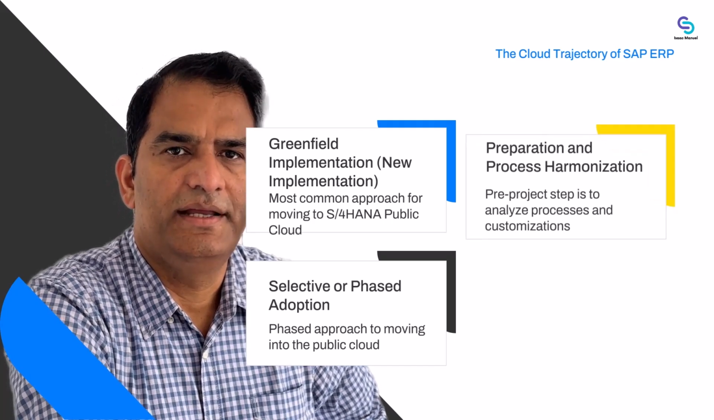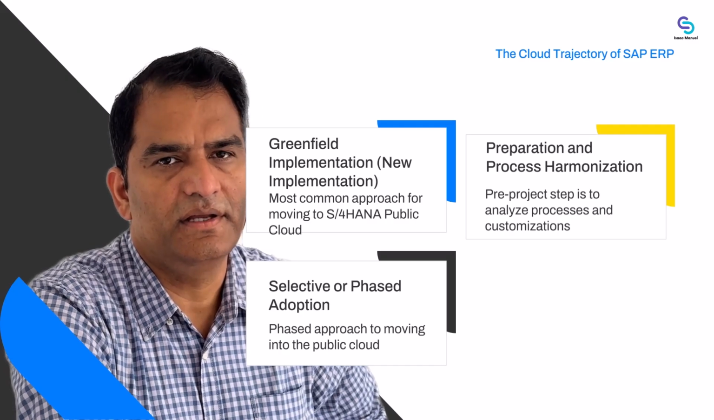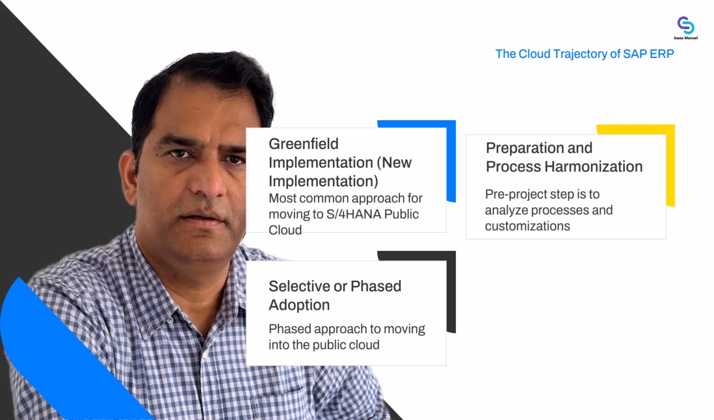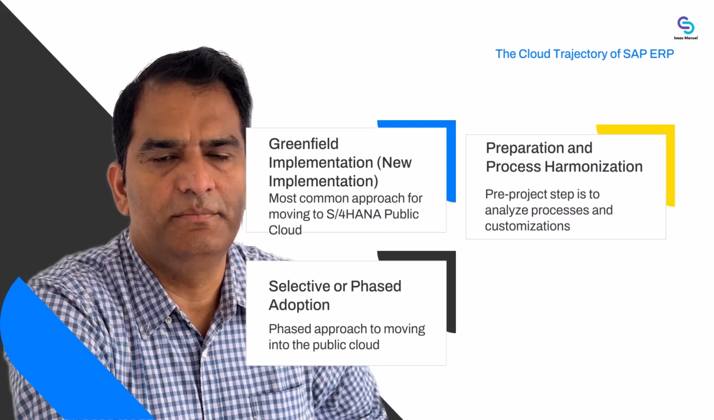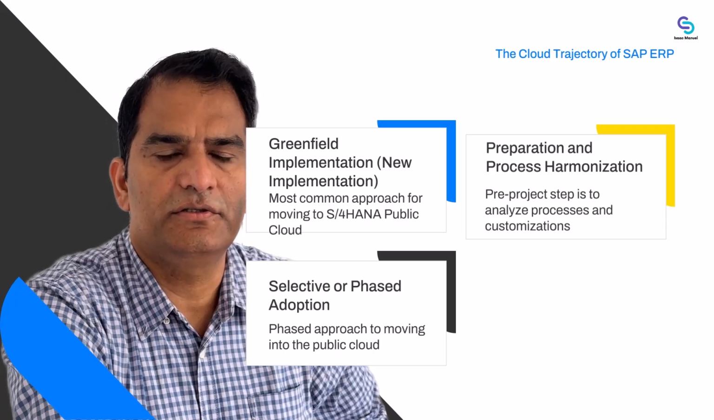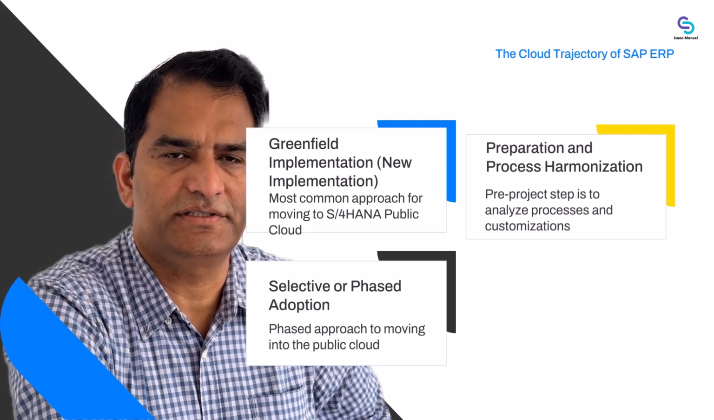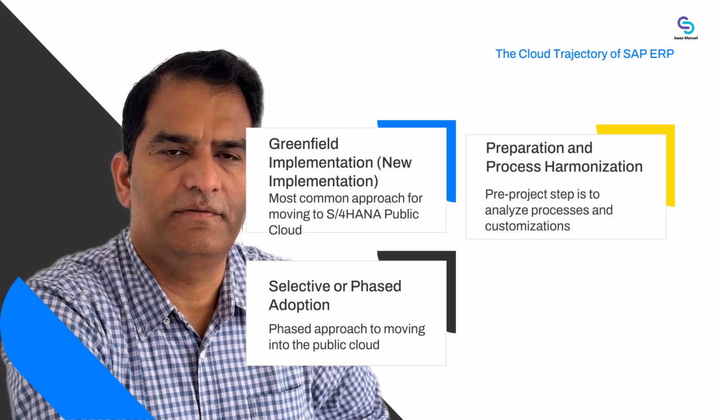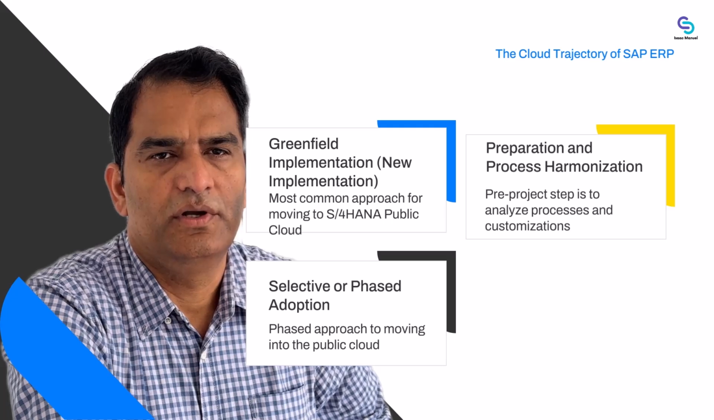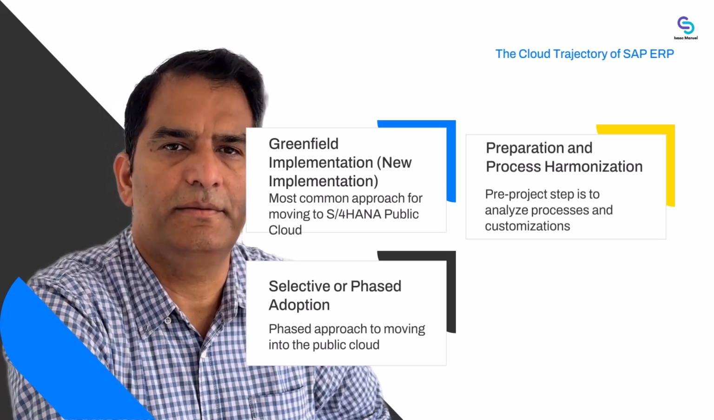Let's now review a key consideration on preparation and process harmonization. Regardless of which implementation path, preparation is key. One critical pre-project step is to analyze your existing processes and customizations. Tools like SAP Business Scenario Recommendations or Process Discovery, now part of SAP Signavio offerings, can help identify how your current ECC system is used and where you might simplify.